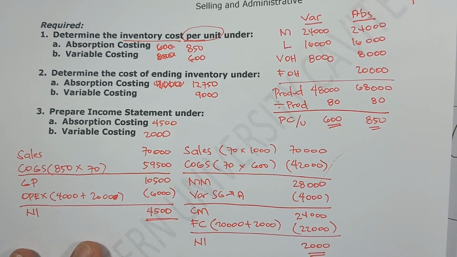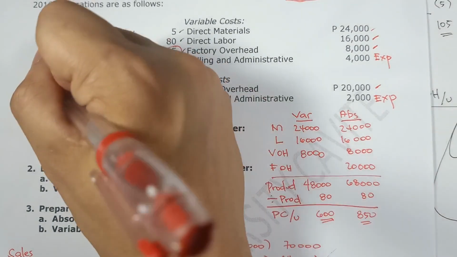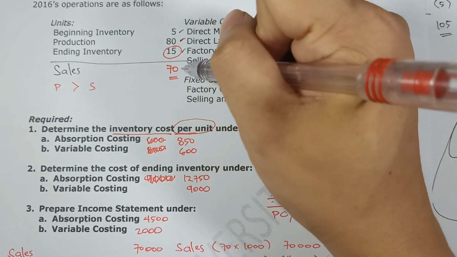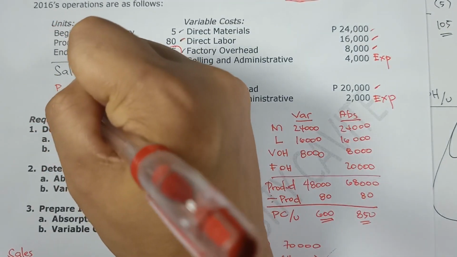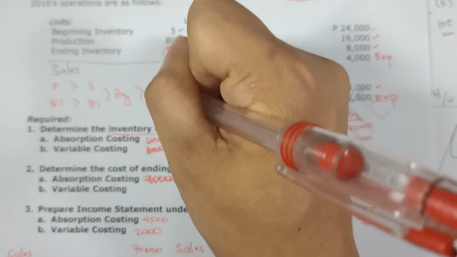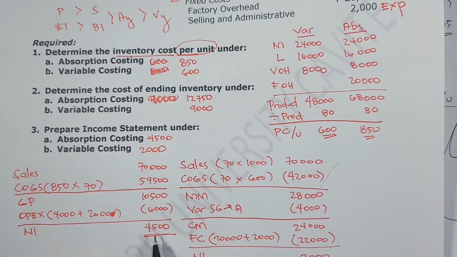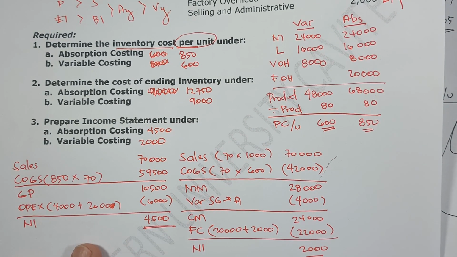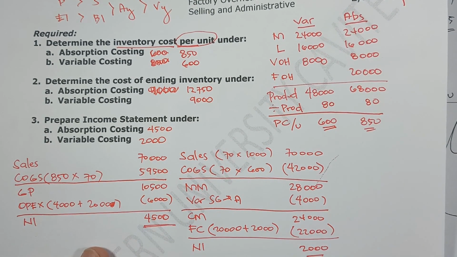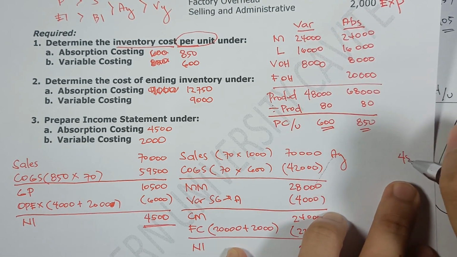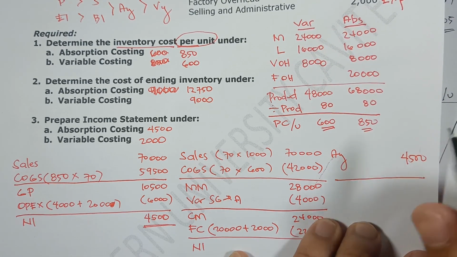So we just proved that production is higher than sales. How do you know? Production is 80, sales is 70. And ending inventory is higher than the beginning inventory because ending is 15, beginning is 5. Expect that absorption income is higher than variable income, because absorption income is 4,500, variable income is 2,000. And lastly, let's try to reconcile the two. Absorption income once again is 4,500. We take the difference in inventory.